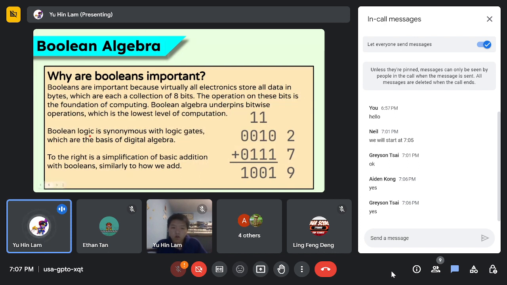So why are Booleans so important? They're important because all electronics store data as bytes, as I said before, and one byte is a collection of 8 bits. The operation of these bits is basically the most basic foundation of computing. Sometimes we'll see Boolean logic referred to as logic gates as well. Right here is just a very simple version of how it looks when we add Booleans.